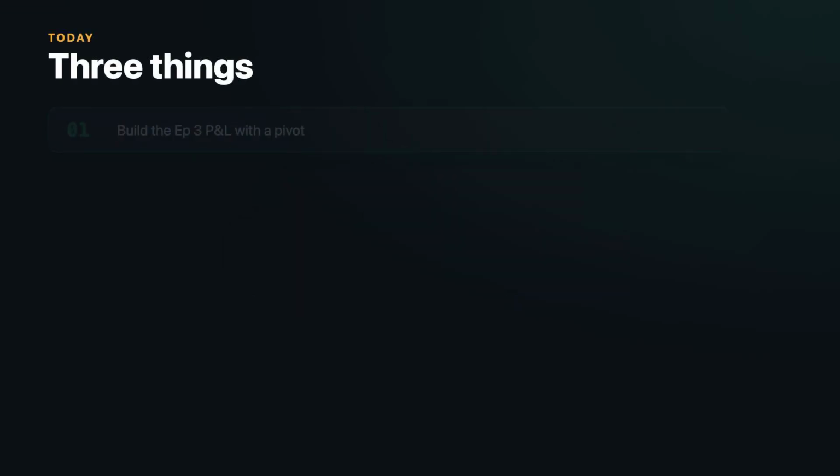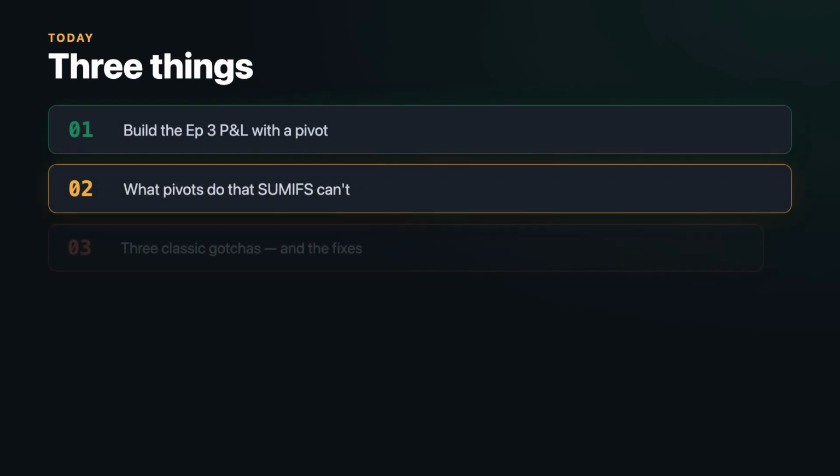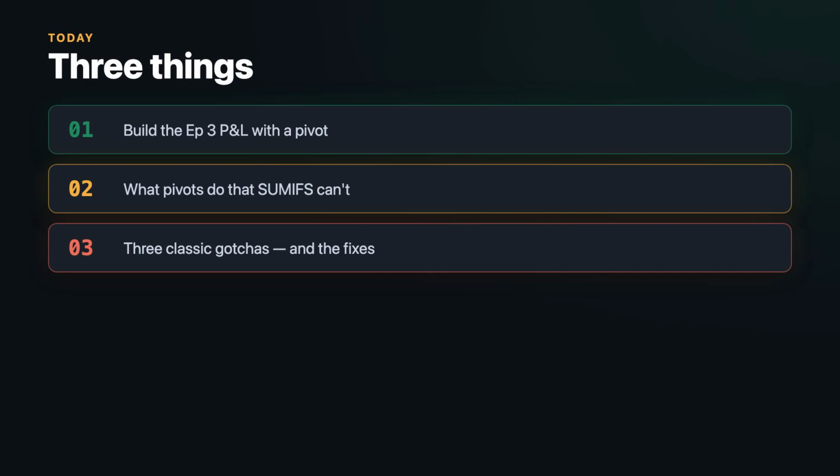Today, 3 things. Build the same profit and loss from episode 3 with a pivot. The new things pivots do that SUMIFS can't easily. And the 3 classic gotchas every analyst eventually hits. Same data, same result, different muscle.